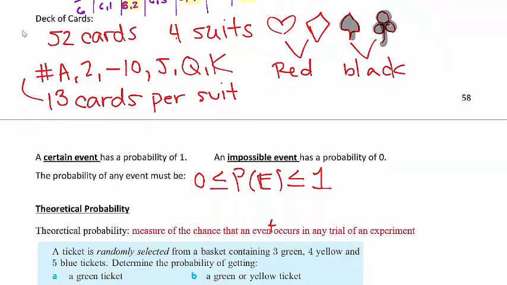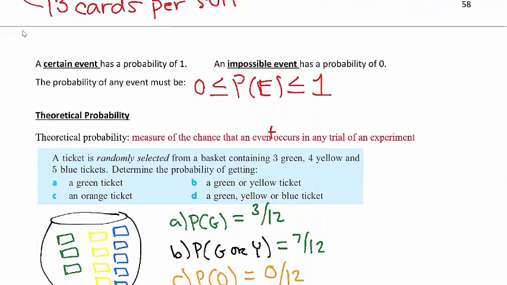A couple of other things. A certain event has a probability of 1. What's the probability that you're going to go home today at some point? 1, 100%, I hope. An impossible event then has a probability of 0, which means everything else has to be between 0 and 1. Any probability has to be between 0 and 1. It's obviously a joke when they say it's a 110% chance it's going to happen. That means, of course, it's going to happen, right? It's always 0 to 1. 0 it didn't, 1 it did.